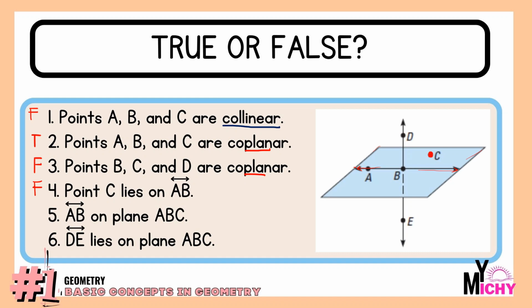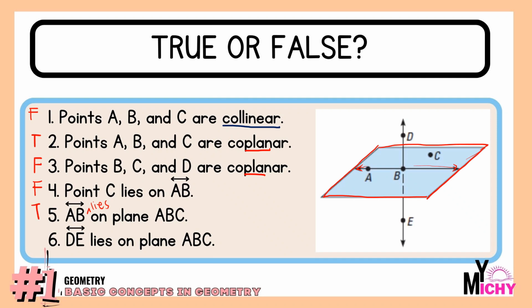Number 5. Line AB lies on plane ABC. So we have here the plane. Next, we are talking about line AB. It is located inside our plane, therefore, line AB lies on plane ABC. That is true.